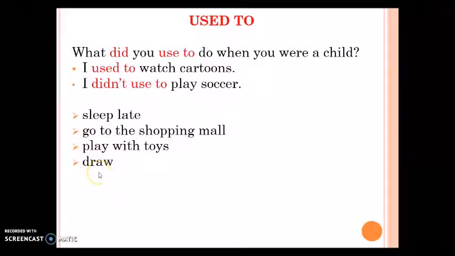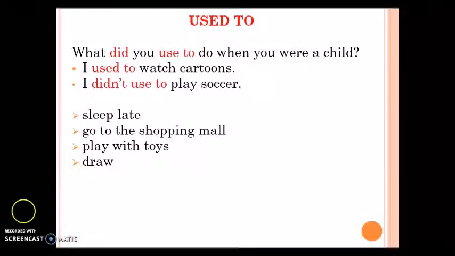What did you used to do when you were a child? I used to play with toys or dolls, in my case because I'm a girl. I used to play with toys. Solía jugar con juguetes o muñecas. I didn't used to draw. I didn't used to draw because I wasn't good at drawing. No solía dibujar porque no era buena dibujando. Y hasta la fecha tampoco soy muy buena haciéndolo.